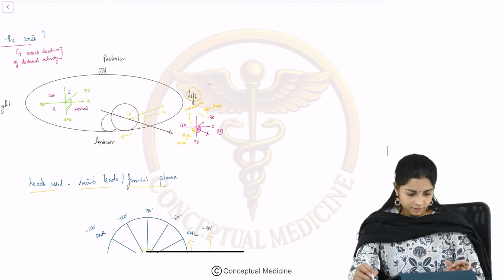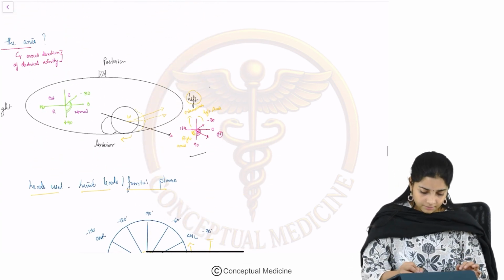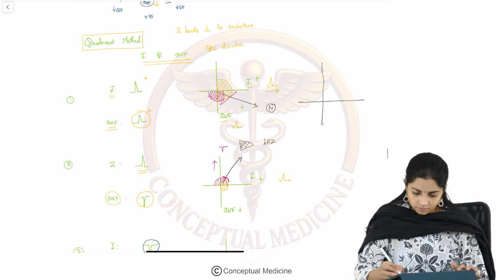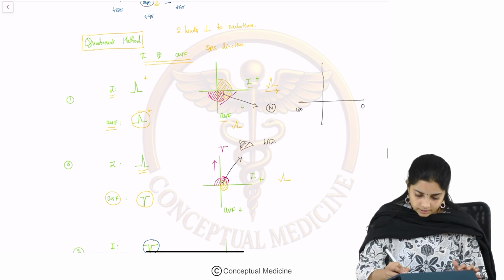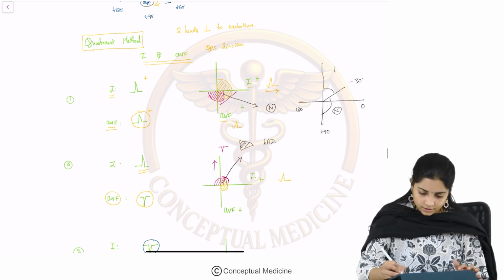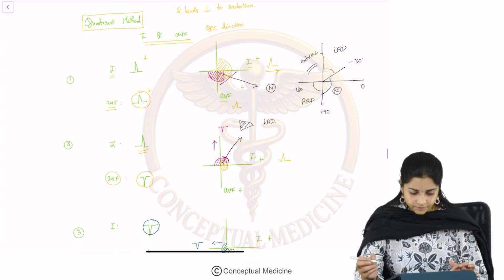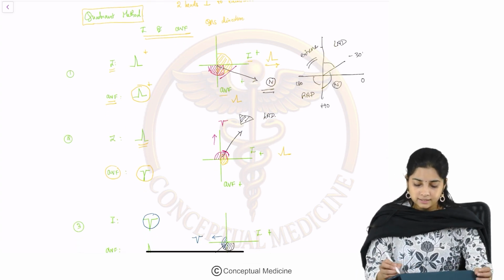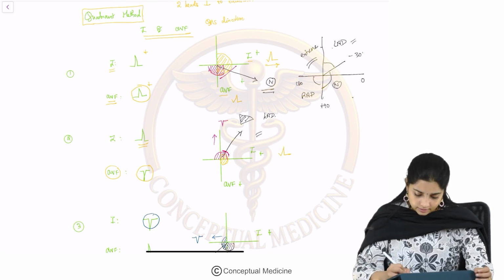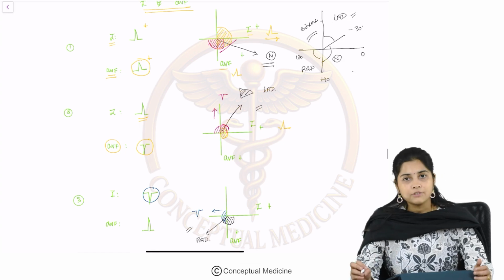Okay. So can you see from here? This same diagram we will draw here. Alright. So this is your normal axis. This is your 0, 180 degree plus 90 degree. This is your minus 30 degree. So this is your normal quadrant. This quadrant is your left axis deviation. This is your right axis deviation, and this is your extreme axis deviation. So this is what we have obtained here. The net electrical activity is normal here. This is your left axis deviation, and this is your right axis deviation.